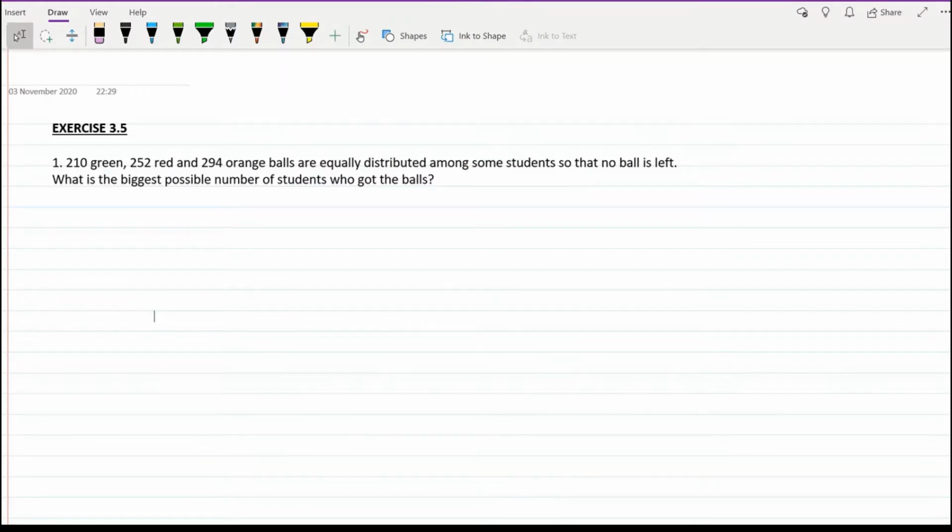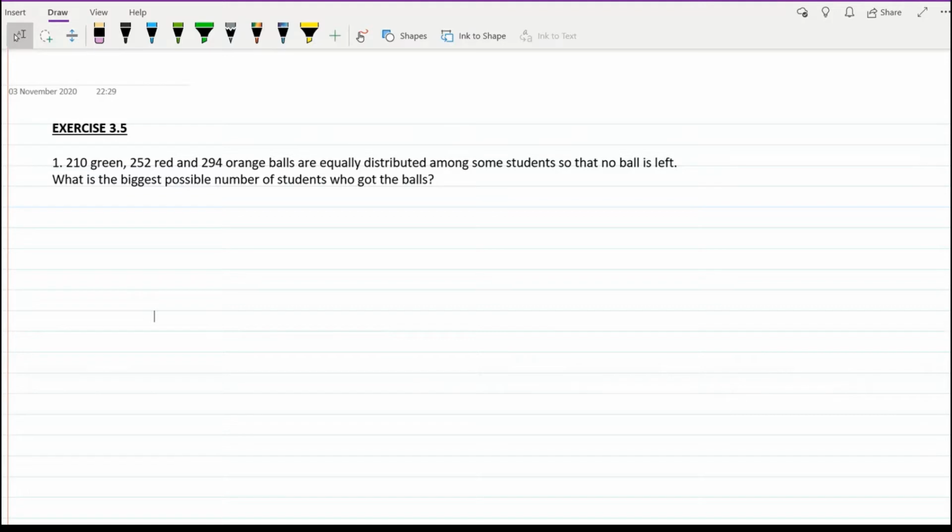Welcome to today's session. Today we are going to discuss exercise 3.5, factors and multiples. In this exercise we are going to discuss some application based problems of HCF and LCM. These problems are daily life problems, so we can go through how to apply HCF and LCM in solving these types of problems.